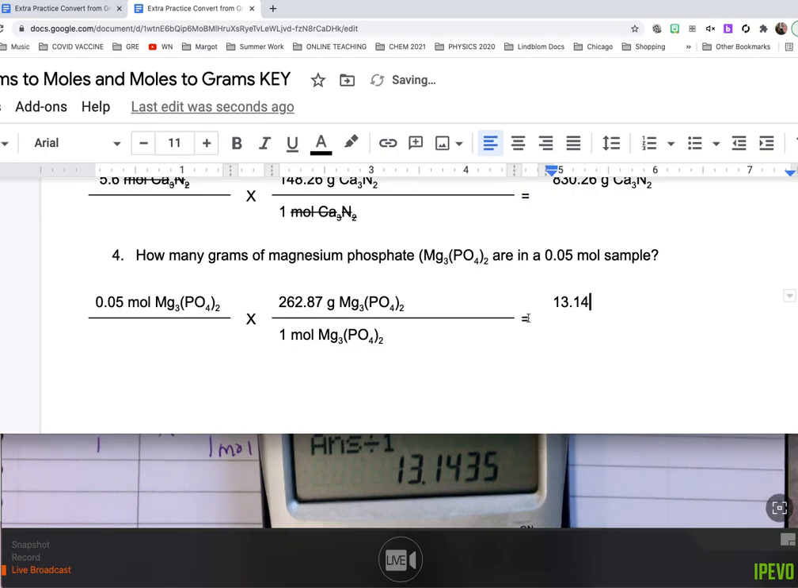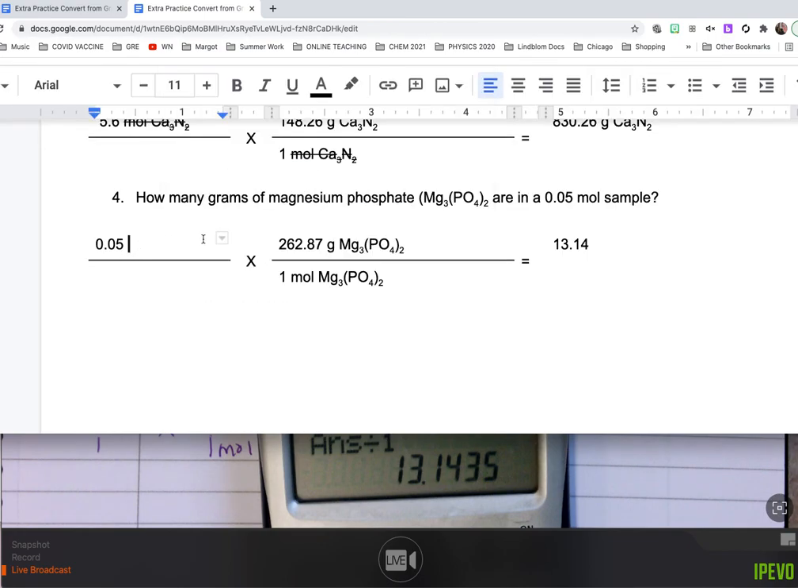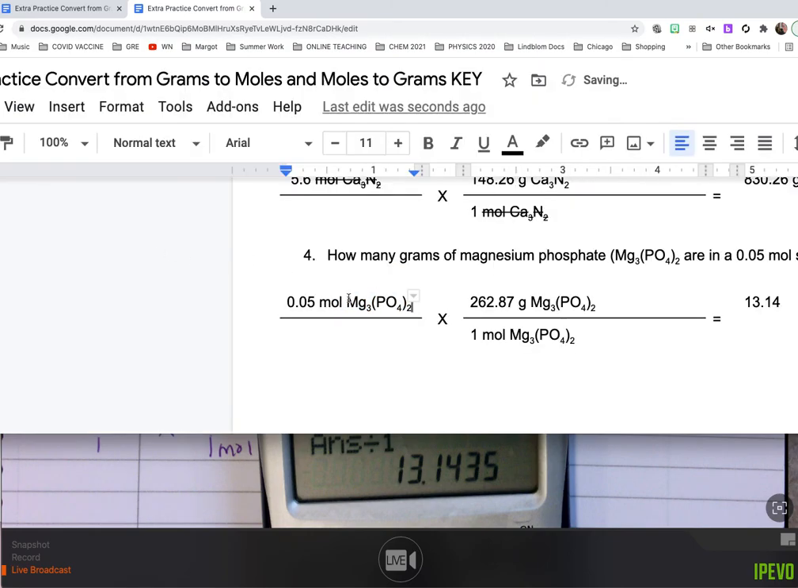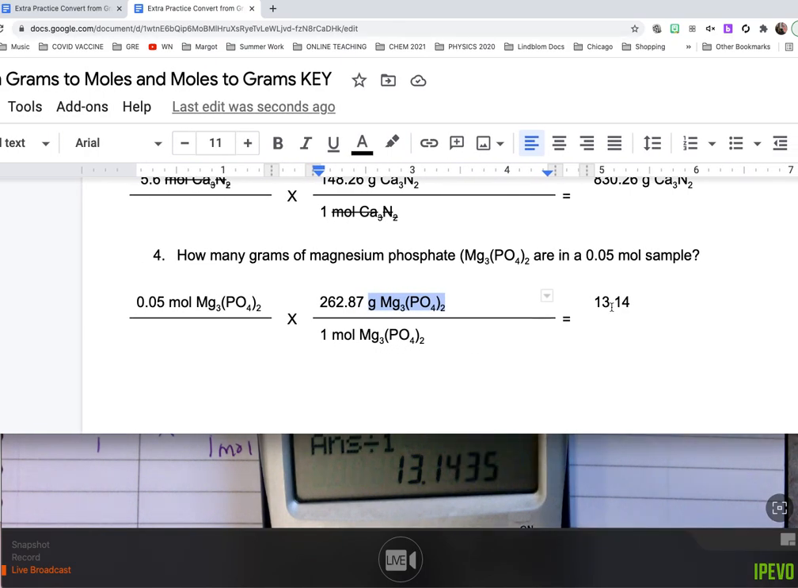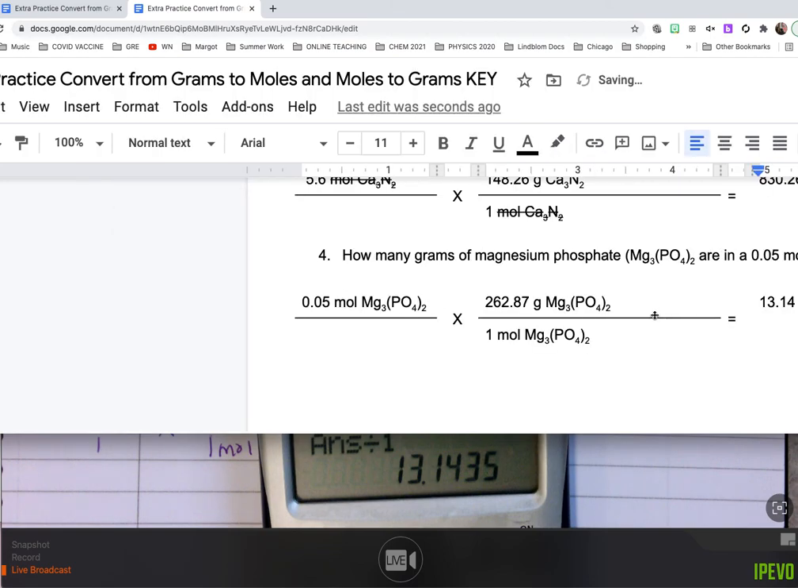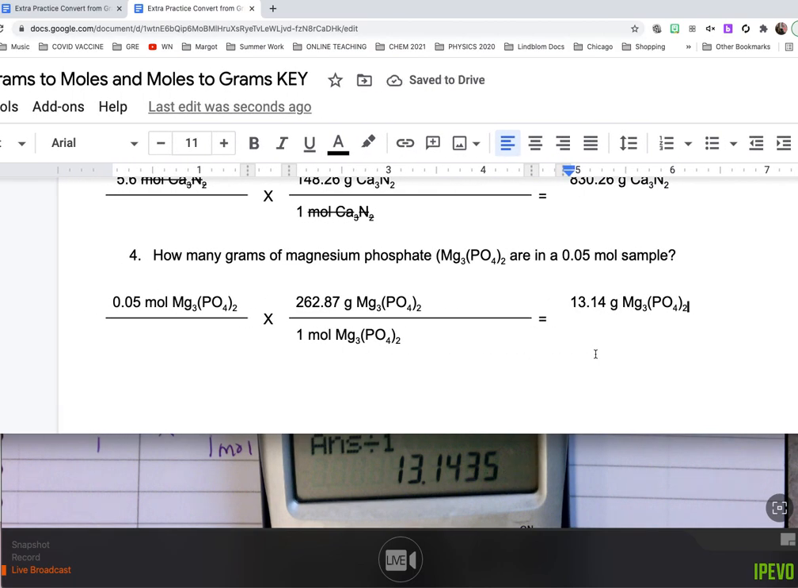If I look at my units, moles of magnesium phosphate here cancels out with moles of magnesium phosphate here. So my unit that I'm going to end up using is grams of magnesium phosphate. And that's my answer.